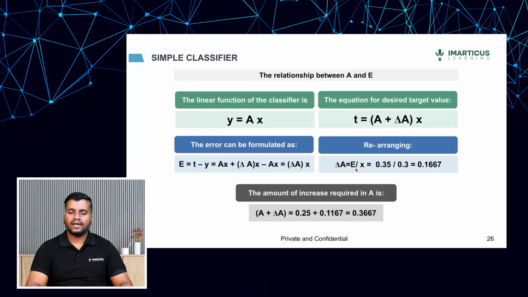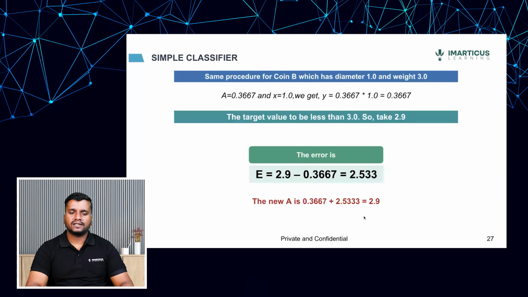Basically it is nothing but the error divided by the value of x. So we are trying to find the error divided by the value of x, that is our delta a. So the amount of increase required in a is, the a value of 0.25 has to be increased by 0.1167 in order to get 0.3667. So the increase in a has to be 0.1167, and the final outcome should be 0.3667.